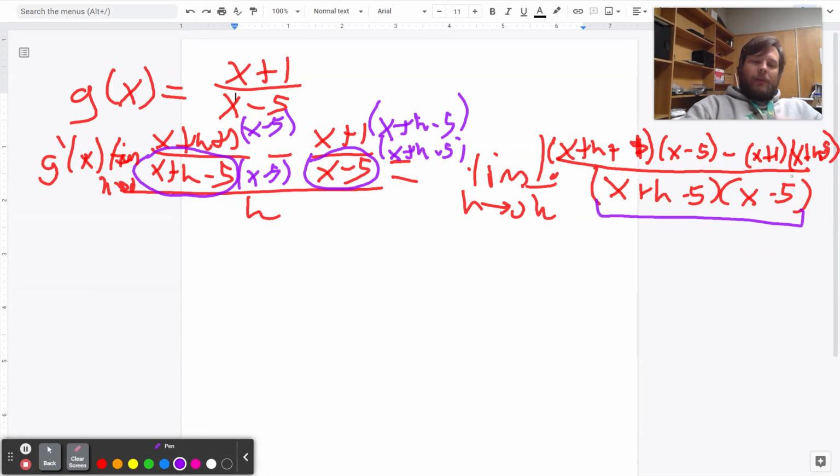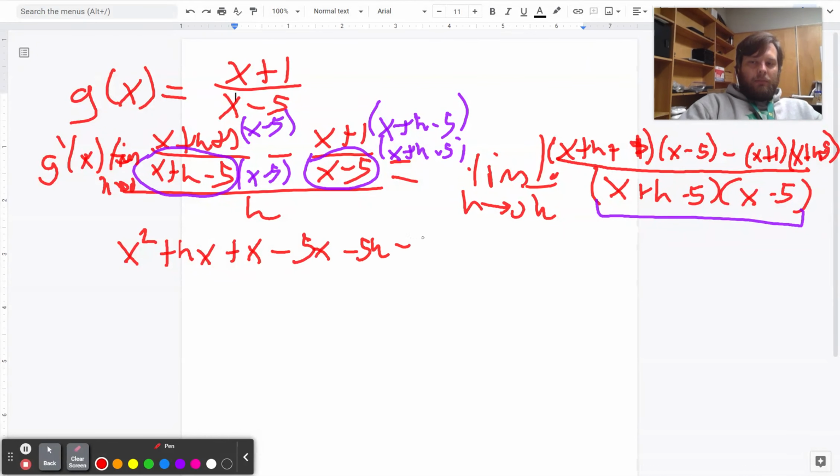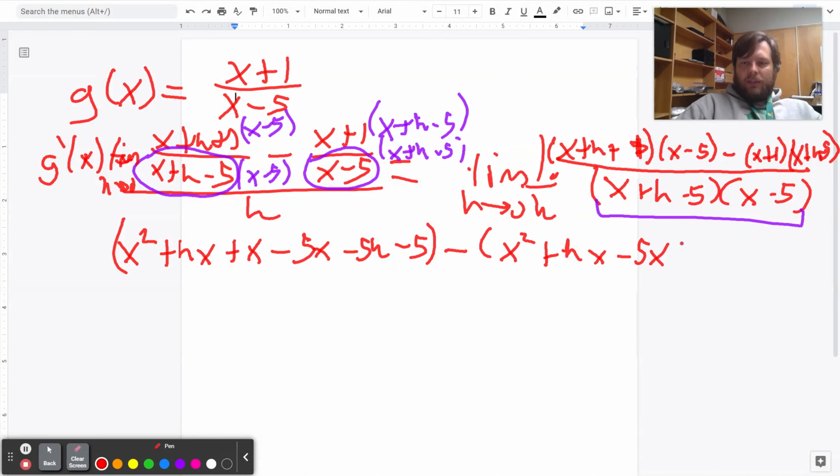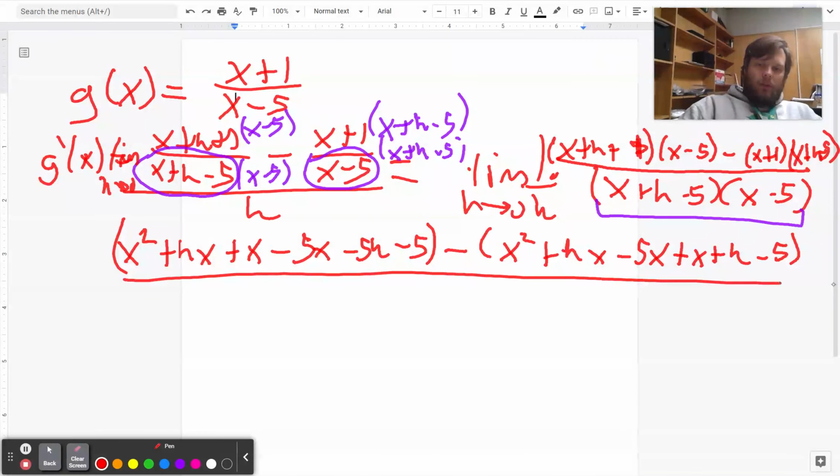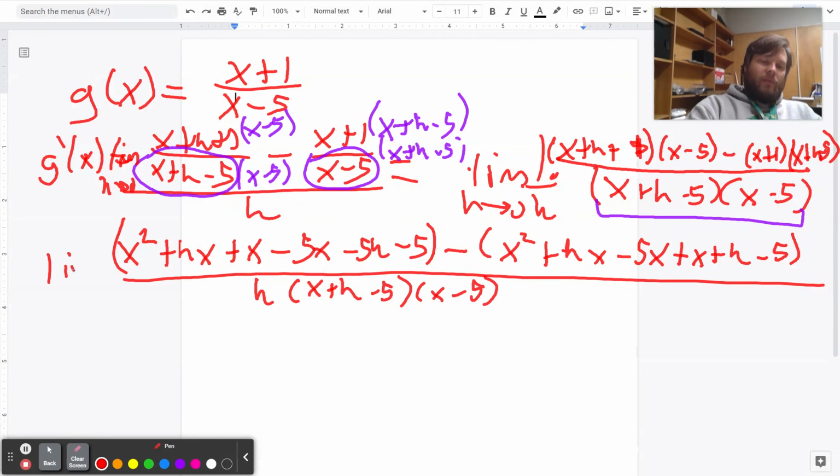Do worry about distributing out the terms on the numerator. So then we get x squared plus hx plus x minus 5x minus 5h minus 5, minus x squared plus hx. Is that a minus 5? Yeah, so then minus 5x plus x plus h minus 5. All that over the same denominator that I'm not going to bother distributing. And I can just put the extra h there from the 1 over h.